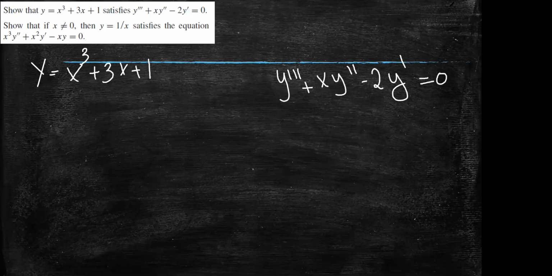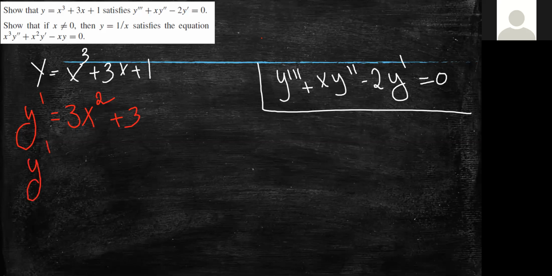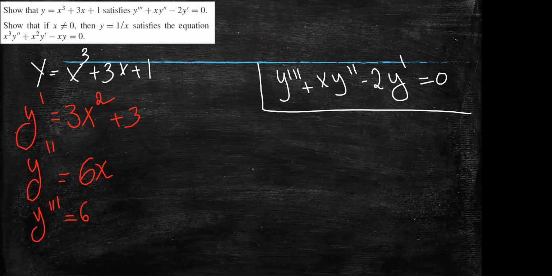So the first step, as you see from this equation, I need to find y prime and y double prime and y third prime. So y prime now is 3x squared plus 3. Is this right? Yes. And y double prime is 6x. And y third prime is 6. This is y prime and y double prime and y third prime. So the first step now, I found them.